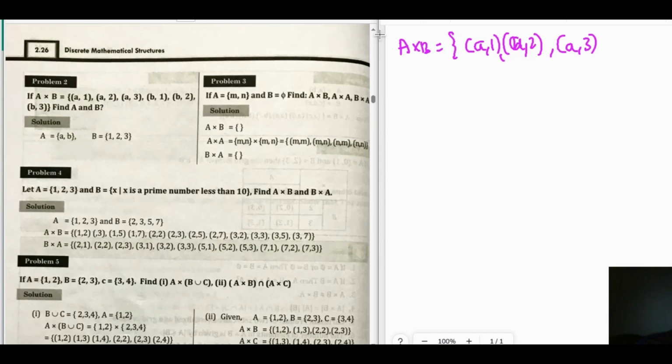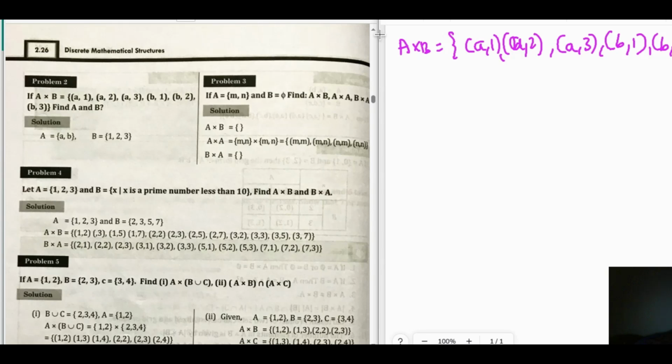So here they have given some problems. We are going to solve this. The problem we have here: A cross B is (a, 1), (a, 2), (a, 3), (b, 1), (b, 2), (b, 3). Find the values of A and B. What are the values of A and B? They have given A cross B as (a, 1), (a, 2), (a, 3) and (b, 1), (b, 2), (b, 3).